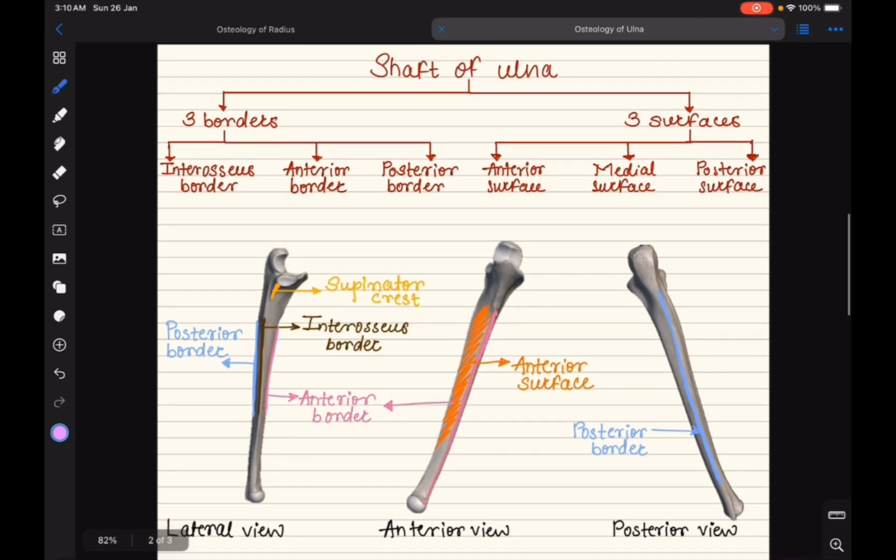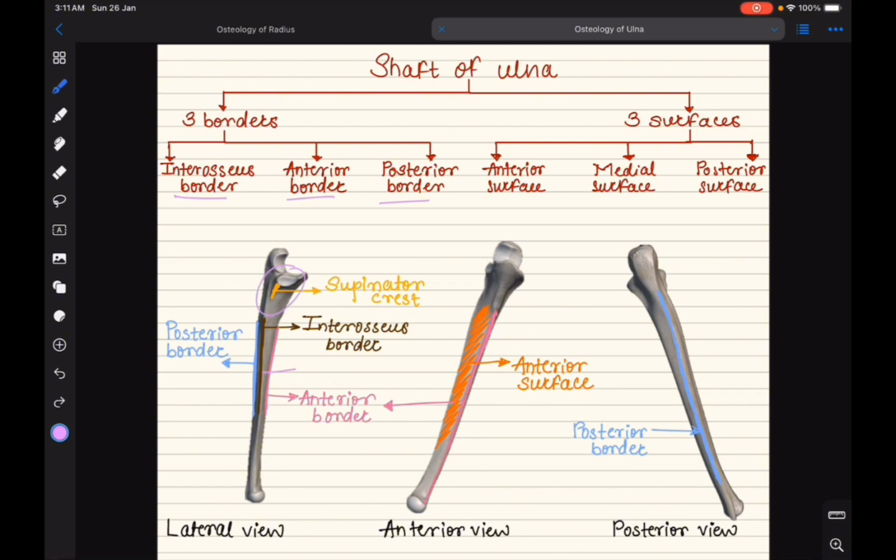Now let's talk about the shaft of the ulna. The shaft of the ulna is thick above but it tapers towards the lower end. Its upper three-fourths part is triangular in cross section. The shaft of the ulna consists of three borders and three surfaces. The three borders include the interosseous border, the anterior border, and the posterior border. The interosseous border is sharp and directed laterally. It gives attachment to the interosseous membrane and its upper end is continuous with the supinator crest.